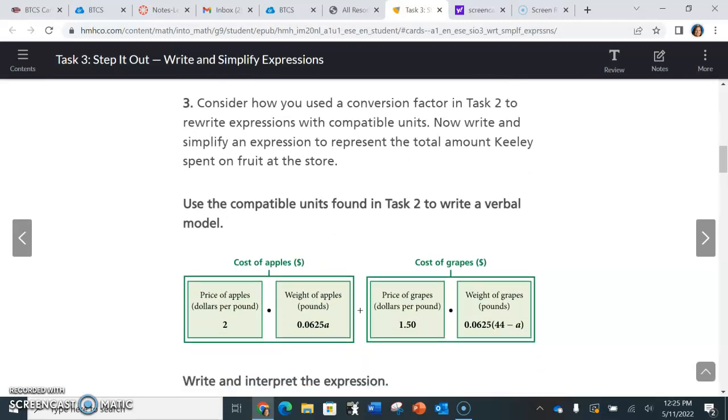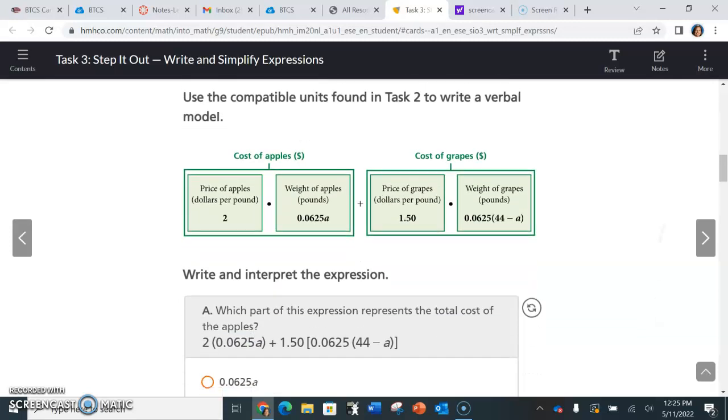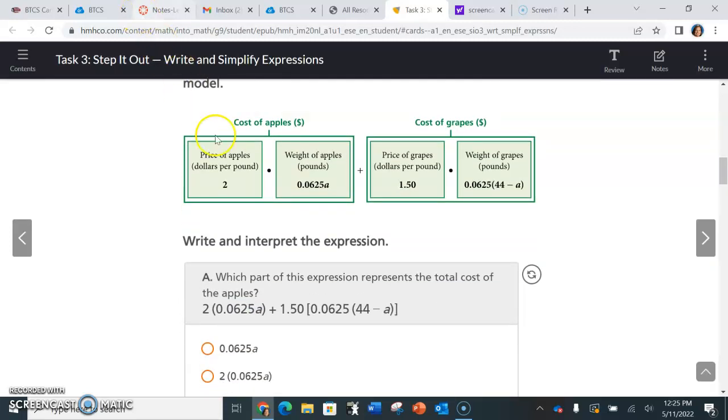Consider how you used a conversion factor in task 2 to rewrite expressions with compatible units. Now write and simplify an expression to represent the total amount Keely spent on fruit at the store. Use the compatible units found in task 2 to write a verbal model. All right, so here's our verbal model.